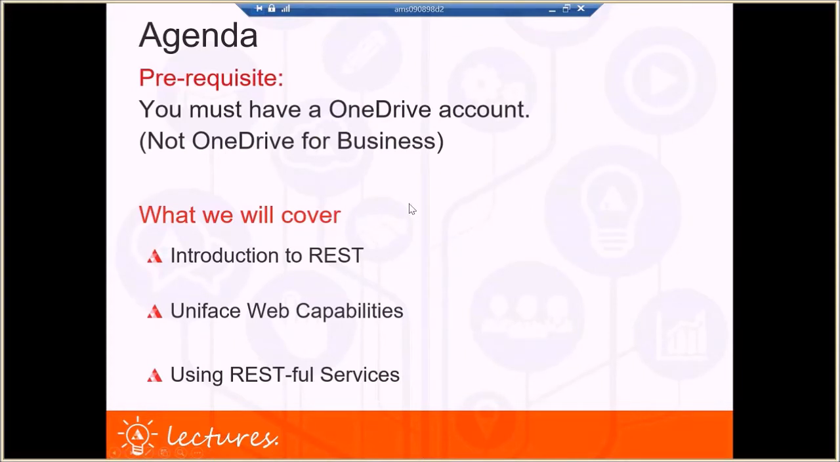The talk will be mainly about the Uniface aspect. We'll be using OneDrive as an example of a REST API, but I won't be going very deeply into the OneDrive API. I'll be much more focusing on the Uniface capabilities and how to access those APIs. So firstly, we'll have a look at what REST is, and we'll have just a brief summary of the Uniface Web capabilities, and then we'll look a bit more closely at using RESTful services.